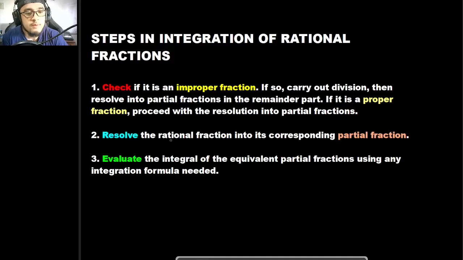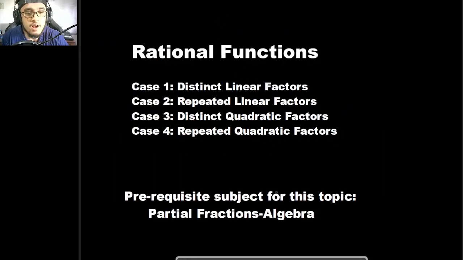For step 2, we must resolve the rational fraction into its corresponding partial fractions. Your partial fractions can be categorized in these cases. The first case is the distinct linear factors. The second case is the repeated linear factors. The third case is the distinct quadratic factors. And the fourth case is the repeated quadratic factors.